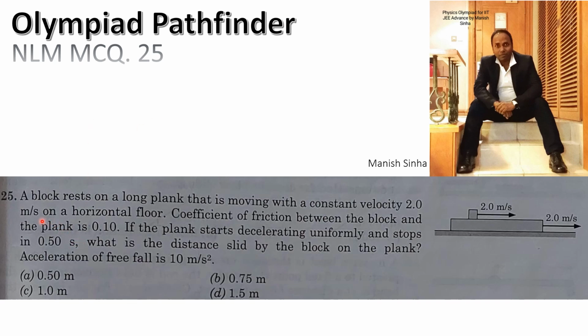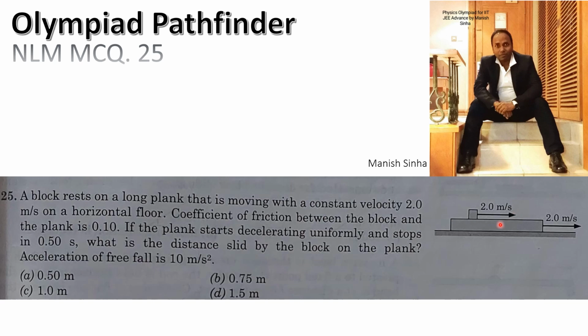The question is, a block rests on a long plank that is moving with a constant velocity of 2 meters per second on a horizontal floor. Coefficient of friction between the block and the plank is 0.1. If the plank starts decelerating uniformly and stops in 0.5 seconds, what is the distance slid by the block on the plank? Acceleration of free fall to be taken as 10 meter per second square. And there are four choices. So we have to select the correct choice.